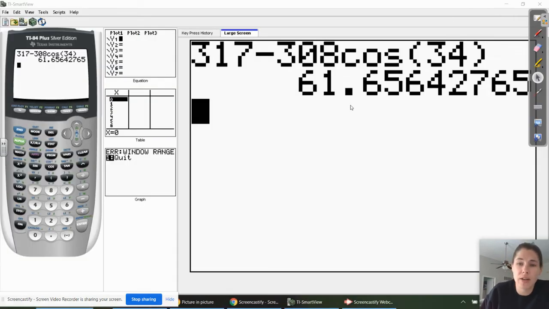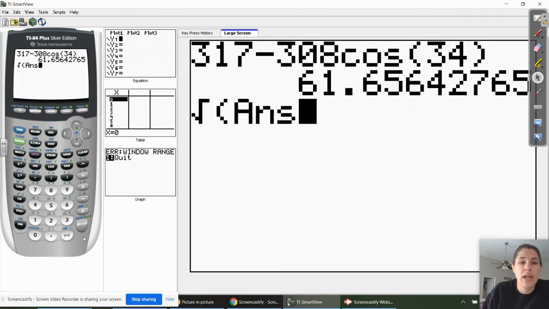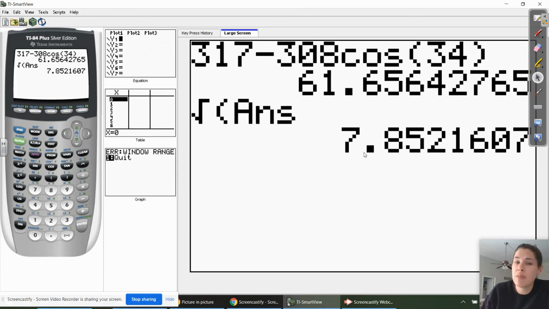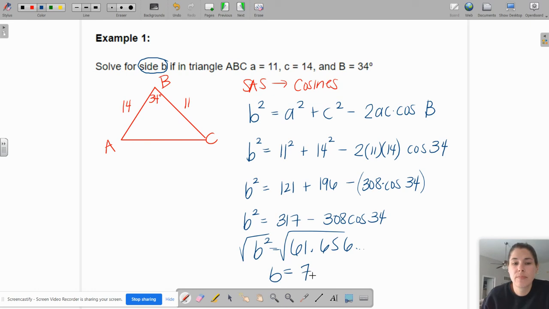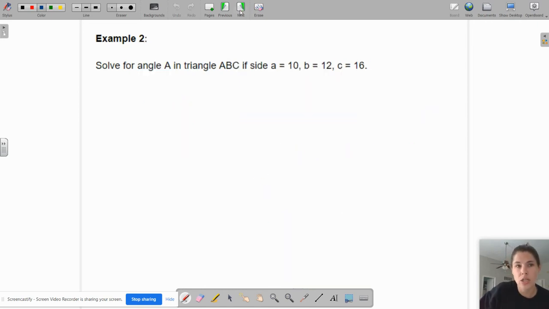And I always wait till the very end to round, so I make sure that my calculator is going to take the square root of that entire answer, not anything that's rounded off. And we get that b is about 7.85. Let's just round that to 7.9. And there you go. So while the equation looks intimidating, hopefully the actual math behind it isn't that bad because it's mostly calculator work. Okay, so that's a side angle side situation.